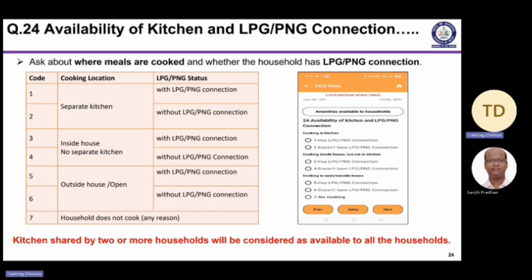I don't have the kitchen, but I'm cooking outside. You have a code for that? Code is there, yes. This question is not about whether you are cooking. If I am going to a house and asking about availability of kitchen, do you have a kitchen, do you have an LPG connection, and that household says we don't have any cooking arrangement, we are not cooking at home, how will we code it? That question doesn't arise, I think. So for this house, what code will be given for this question?